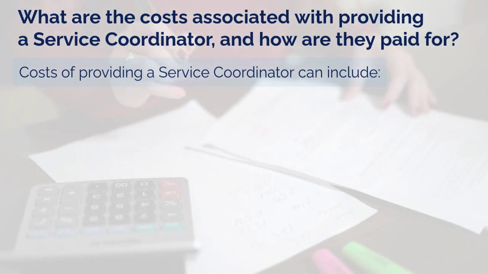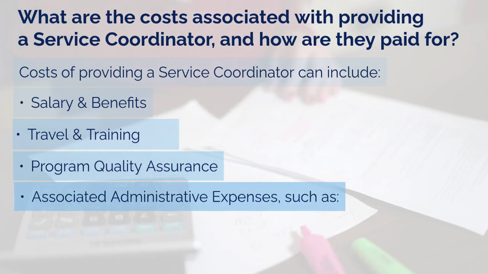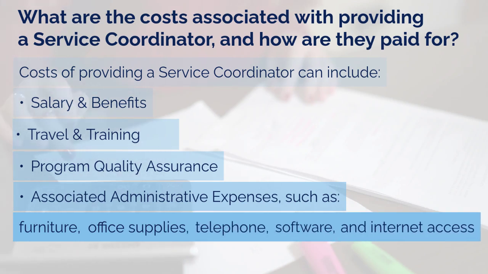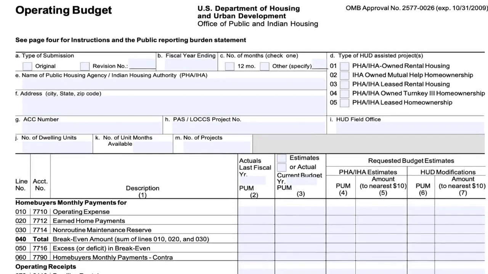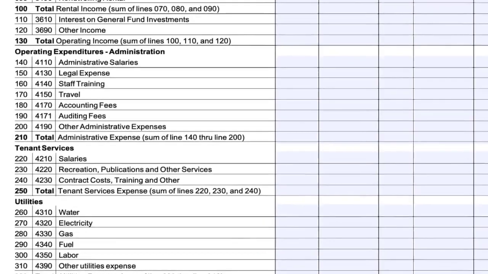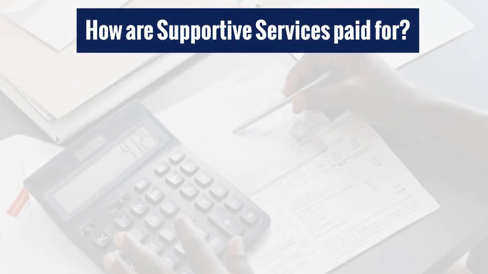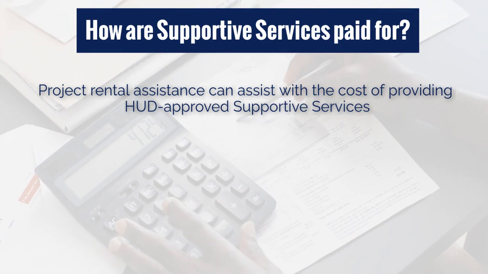The cost of providing a service coordinator can include salary and benefits, travel and training, quality assurance costs, and associated administrative expenses such as furniture, office supplies, telephone, software, and internet access. HUD considers the cost of providing a service coordinator to be an eligible project expense. This expense is shown as a separate line item in the project operating budget. The cost of providing supportive services is separate from the cost of employing a service coordinator.